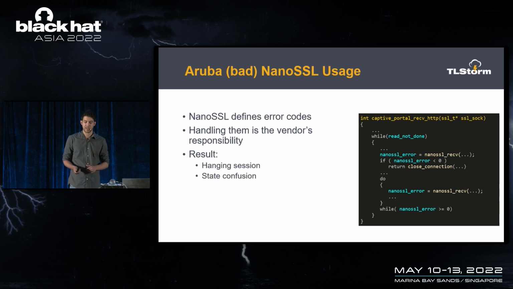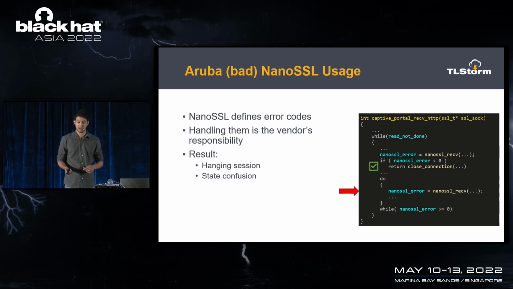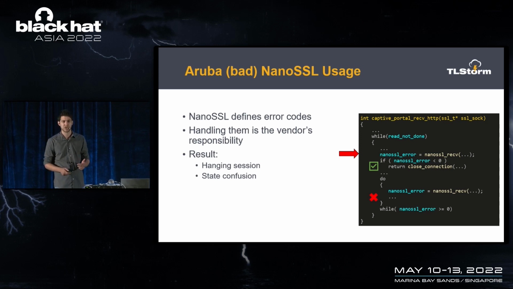Let's take a look at the code. So here we have a call to the receive API, which is properly handled. Next, there is another call, which is not properly handled. The inner loop will exit, but the outer won't, and there will be another call to receive, even if the previous one failed. This leaves the session hanging and causes state confusion, which leads to a remote code execution vulnerability.